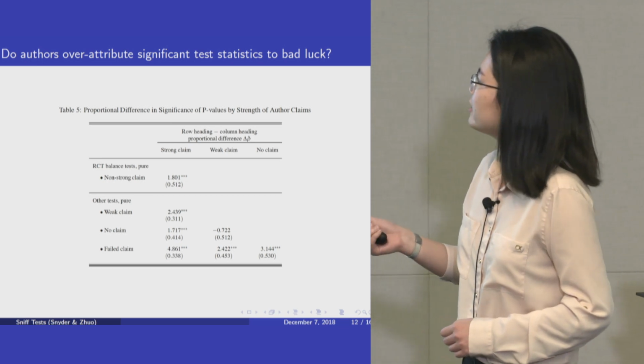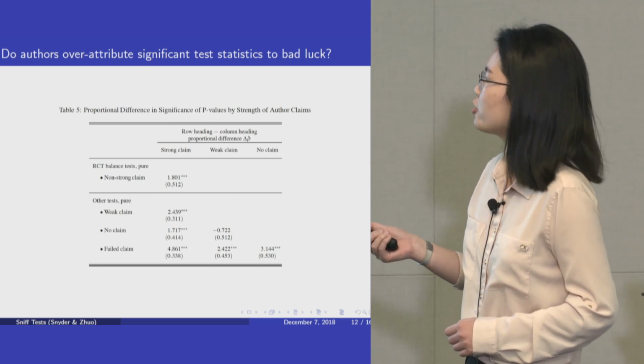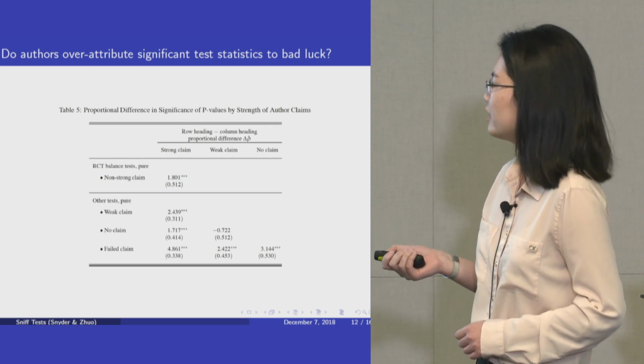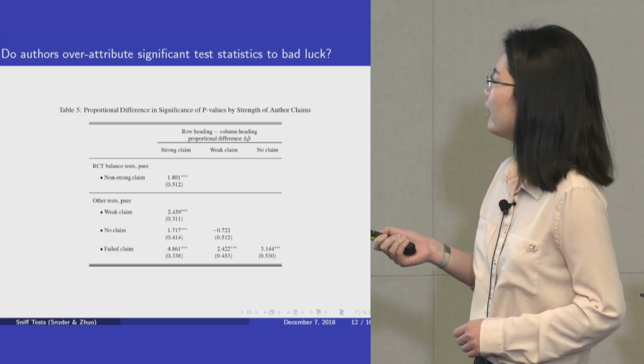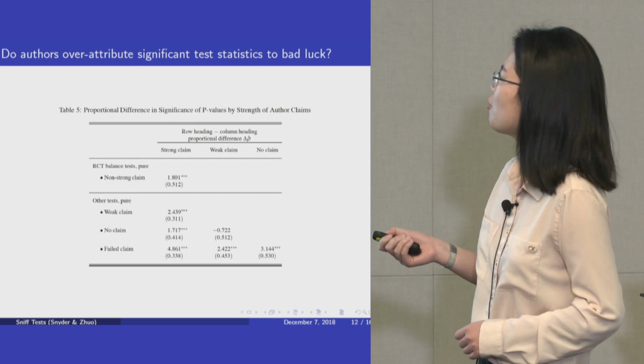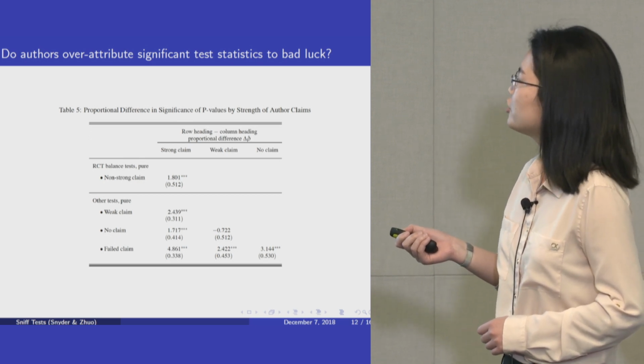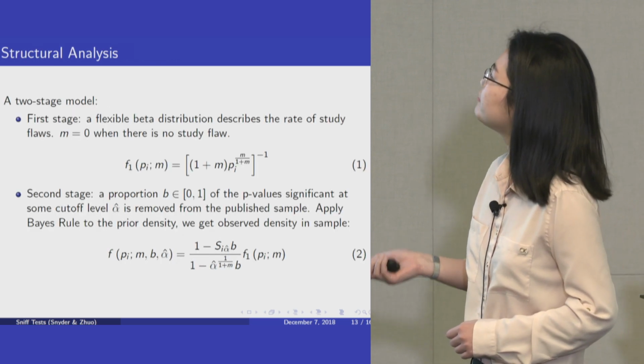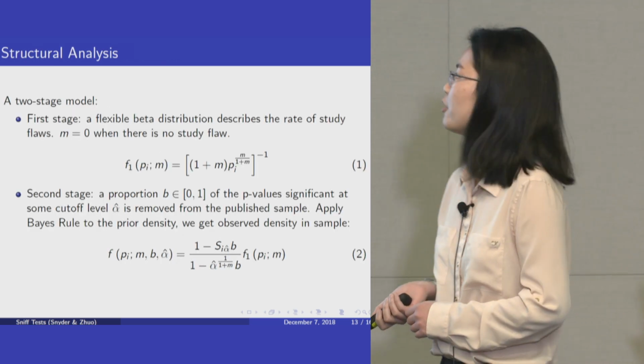So, testing whether the proportions of significant p-values are similar across different categories of other claim, as expected, all of the other categories are different, except for when there's no claim and when there's weak claim. The proportions are pretty similar. And here comes our structural analysis.